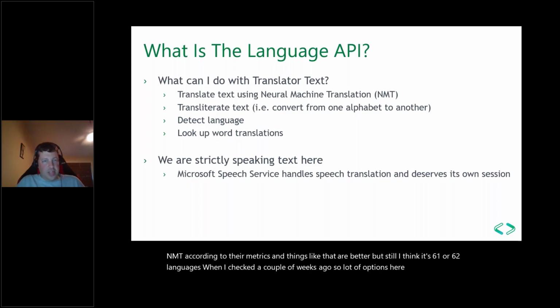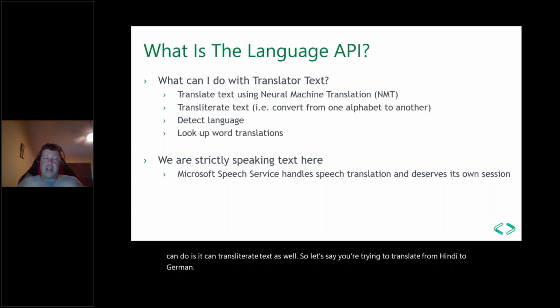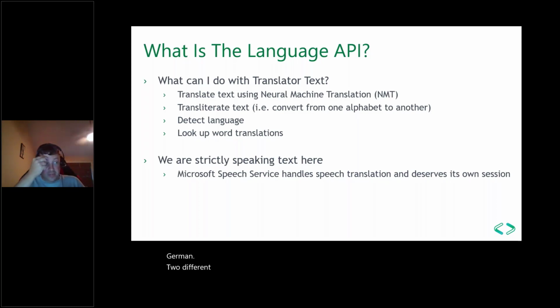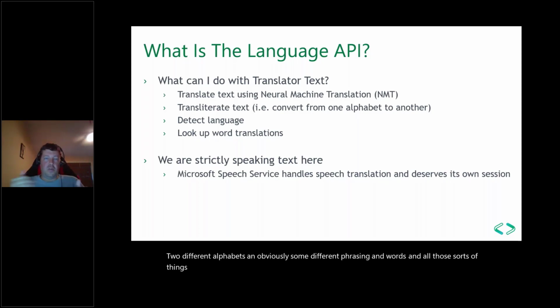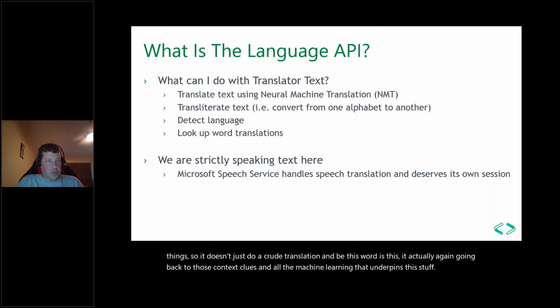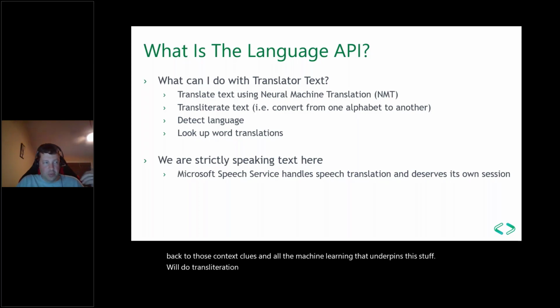Another cool thing that it can do is transliterate text as well. So let's say you're trying to translate from Hindi to German, two different alphabets, and obviously some different phrasing and words and all those sorts of things. It doesn't just do a crude translation like, well, this word is this. Again, going back to those context clues and all the machine learning that underpins this, it will do transliteration as well. So it will make as accurate a translation as it can, even if the languages don't share an alphabet.